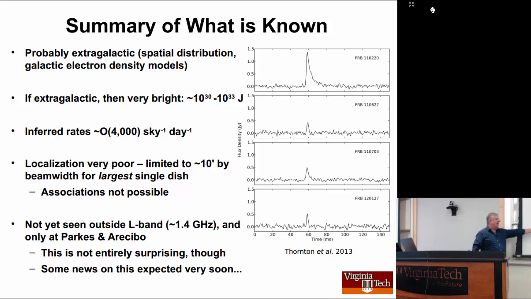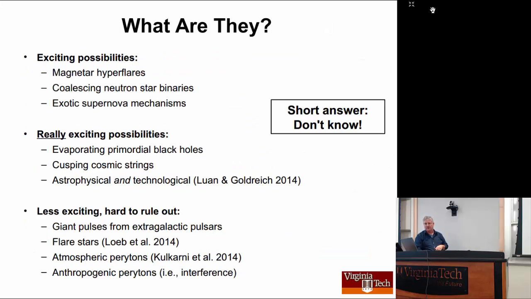Not yet seen outside of L-band, but that's because nobody looks outside of L-band. All the observations that have been done so far are around 1.4 gigahertz, plus or minus 200 megahertz. They're typically done with about 400 megahertz of bandwidth, only at Parkes and Arecibo, because they're the only people who look, right? I'll tell you, the new one looks like it might be 800 megahertz at Green Bank, but we'll see next week when the Nature paper comes out. Not surprising, again, because those are the only people looking, right? But there's some news expected on this very soon.